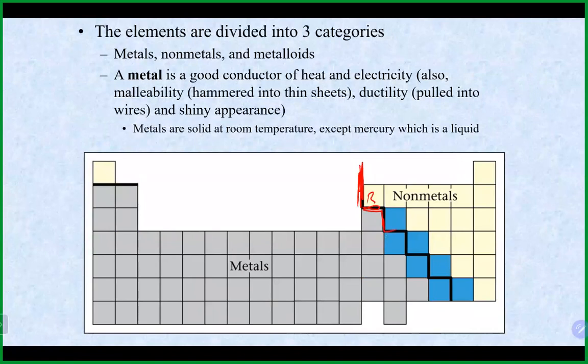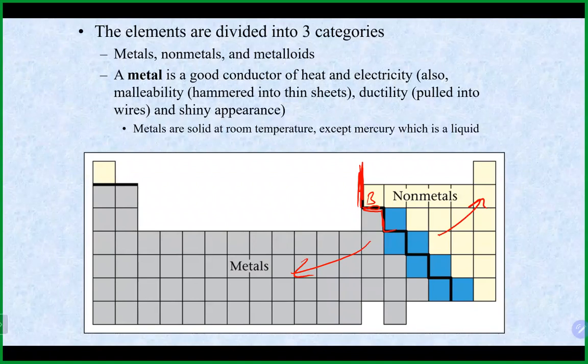Sometimes boron is there as well. And to the left of the staircase are metals. To the right and up are non-metals. And the staircase are what are referred to as metalloids or semi-metals. And metals are good conductors of heat and electricity. They also can be hammered into thin sheets. They can be pulled into wires. They typically have a shiny appearance.